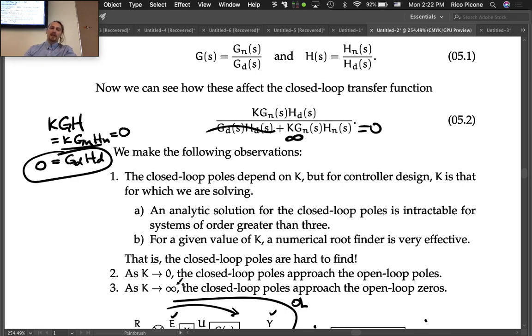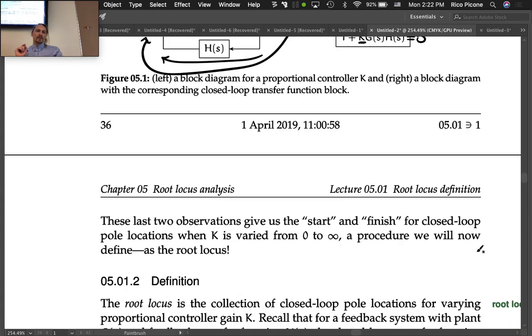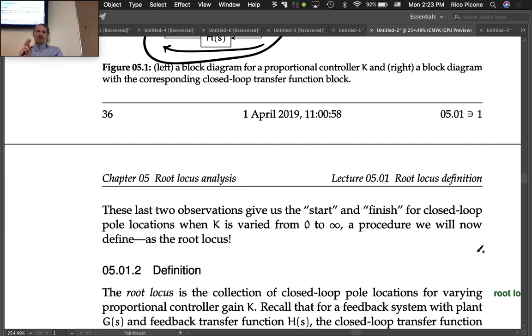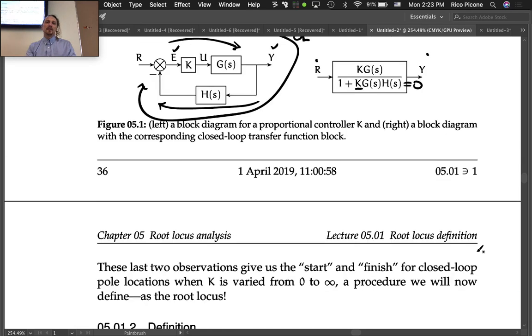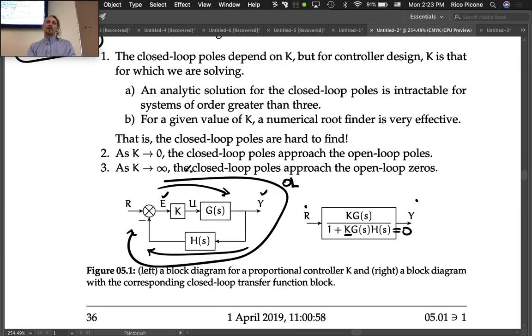So as k goes to infinity, the closed loop poles approach the open loop zeros. Interesting observations, important observations. These last two give us the start and finish for closed loop pole locations when k is varied from 0 to infinity. If we think of finding the closed loop pole locations for different values of gain, if we start at 0 and we go to infinity, these last two observations tell us where we'll start and where we'll head, where we're going to go in the long run.